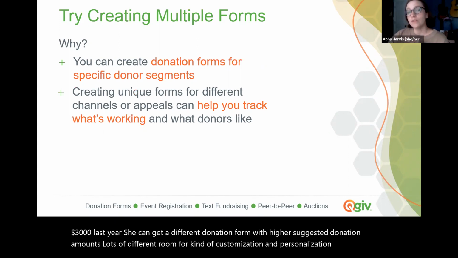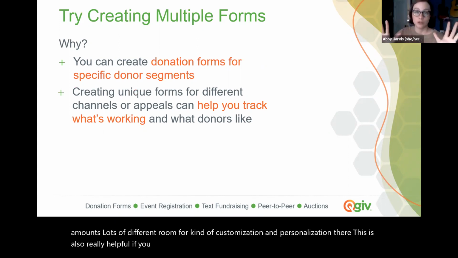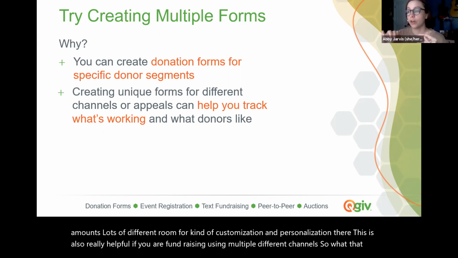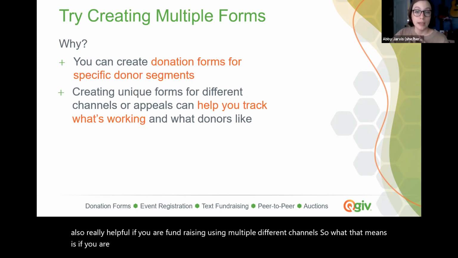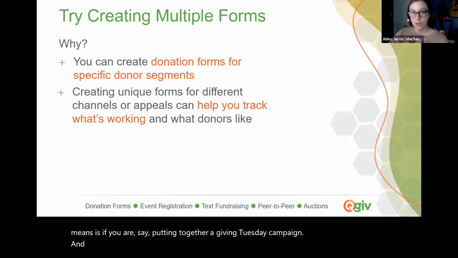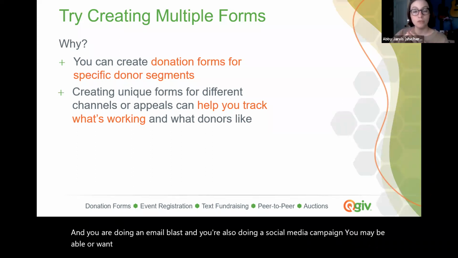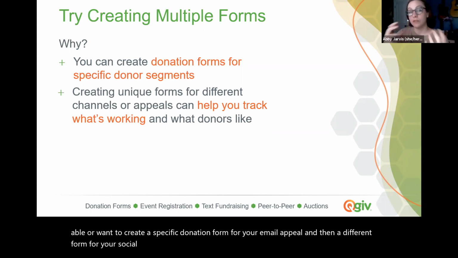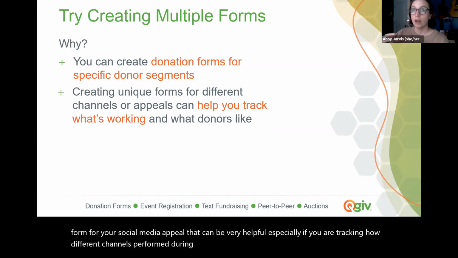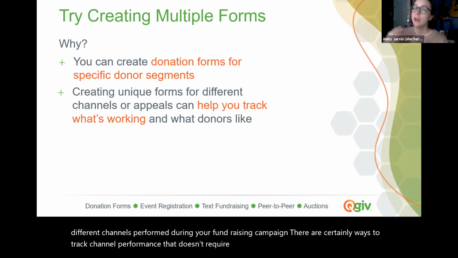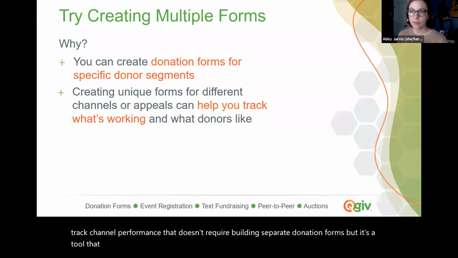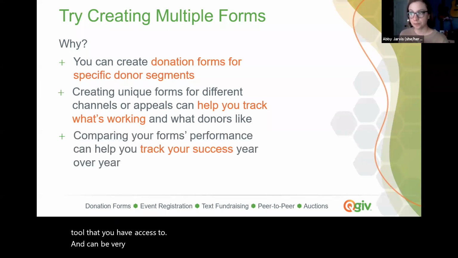This is also really helpful if you are fundraising using multiple different channels. So what that means is if you are, say, putting together a Giving Tuesday campaign and you are doing an email blast and you're also doing a social media campaign, you may want to create a specific donation form for your email appeal and then a different form for your social media appeal. That can be very helpful, especially if you are tracking how different channels perform during your fundraising campaign. There are certainly ways to track channel performance that don't require building separate donation forms, but it's a tool that you have access to and can be very helpful based on the type of campaign you're running.